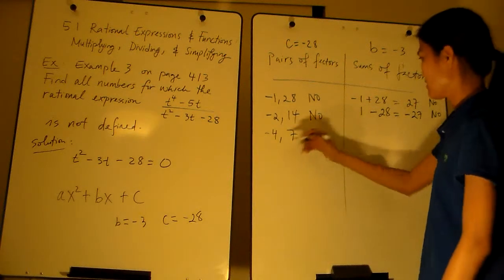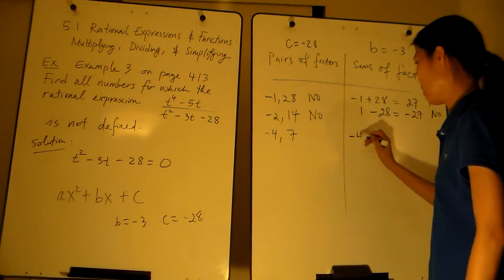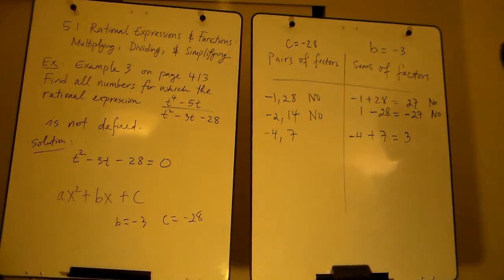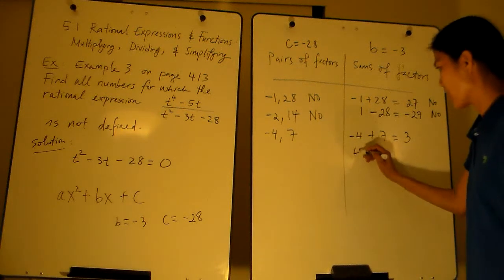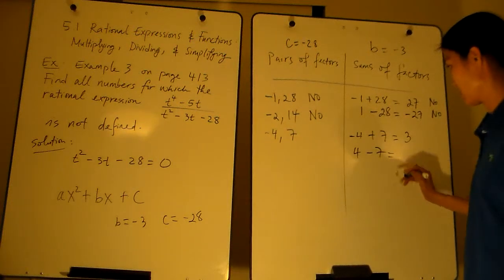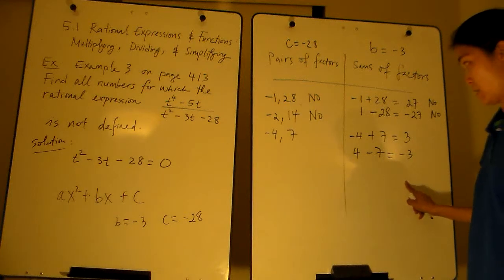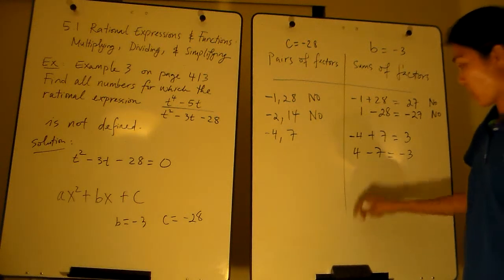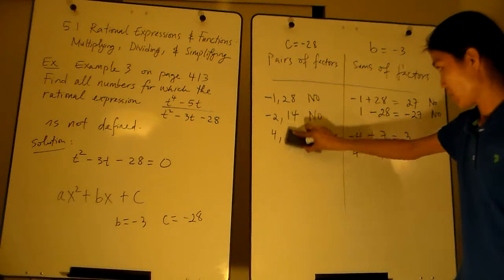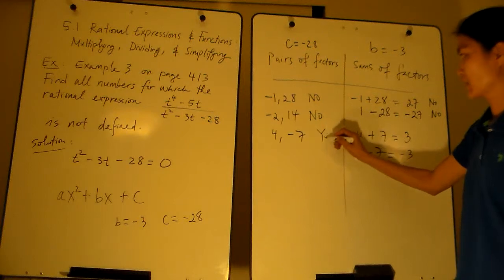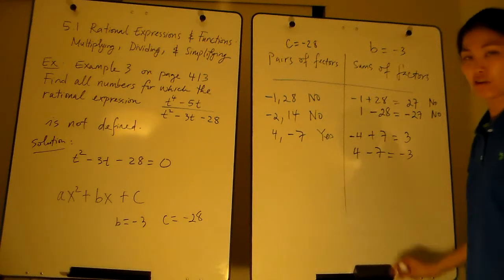How about this? Let's sum up the last one. Negative 4 plus 7 equals positive 3. It is better. It's close, right? But it's still not the case because this is positive, this is negative. What if 4 is positive, 7 is negative? Yes, it becomes negative 3. So you know this is the case, but it's only the case when 4 is positive. So 4 is positive, 7 is negative. Okay? So that means 4 and negative 7 are the factors.